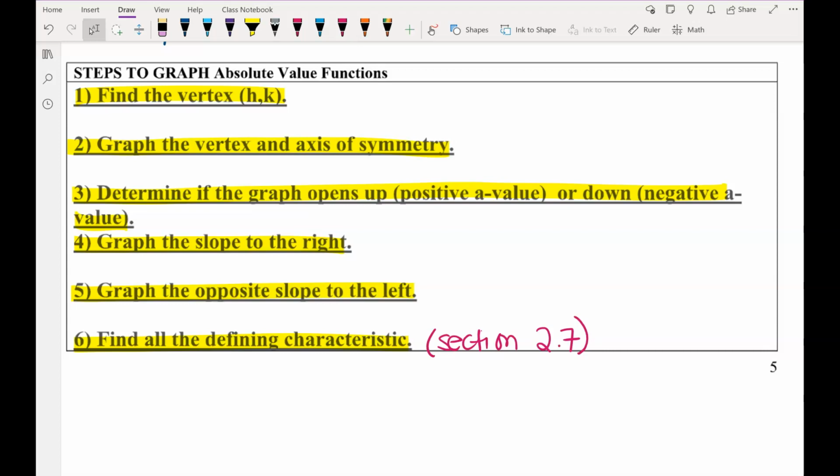Sophia, can you help us read the first step? Find the vertex, and guys, it's always (h, k). Grace, can you help us read number 2? Graph the vertex and axis of symmetry. Good. Graph both. So plot your vertex. Now, axis of symmetry, I do want you to use a dot or dash line.